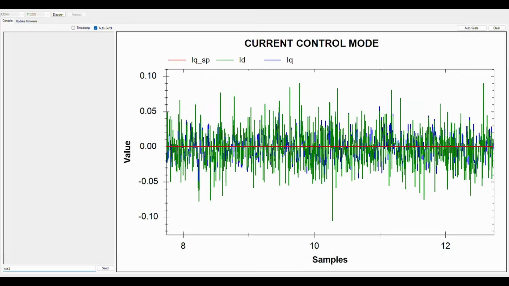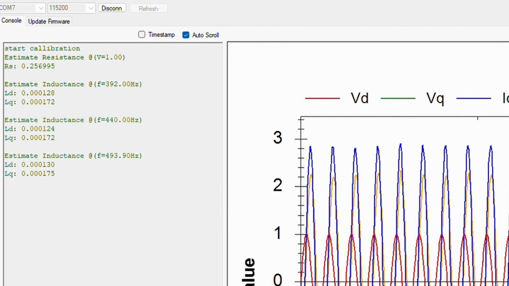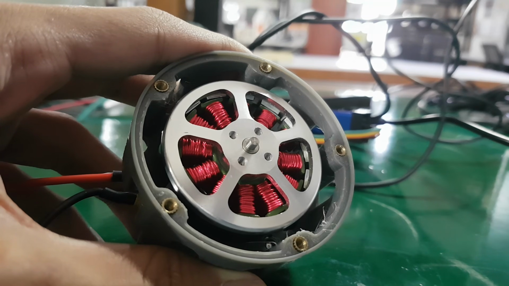But now, imagine skipping all that. This time, we'll unlock a smarter way, letting the driver discover its own resistance and inductance automatically. Curious how that works? Let's dive in.